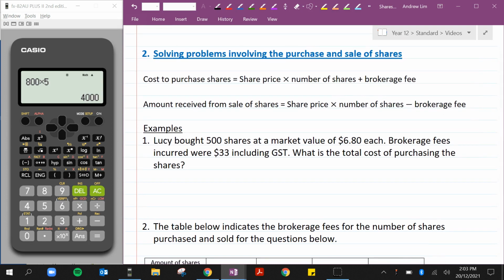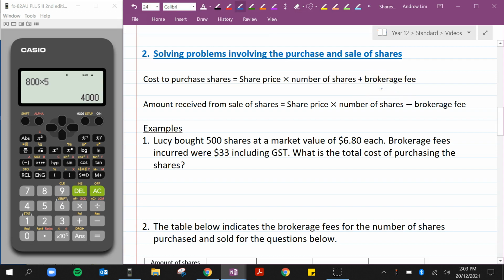So here are two formulas that I've created that are not on your formula sheet, so you need to memorize these, or you need to understand how this works. The cost to purchase shares is the share price times the number of shares plus the brokerage fee. In order for you to buy shares, you actually need to go through a broker, and they're going to charge you some money for their services so that you can buy shares. You can't just buy shares without paying a brokerage fee. So whenever you buy shares or whenever you sell shares, you need to go through a broker and pay a brokerage fee.